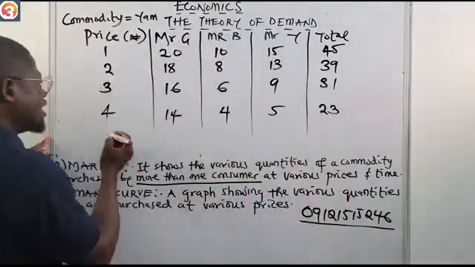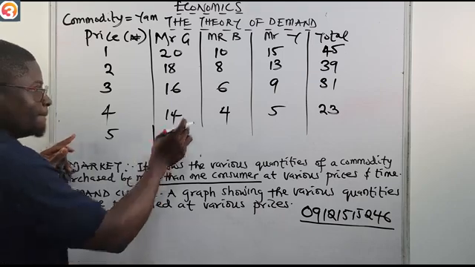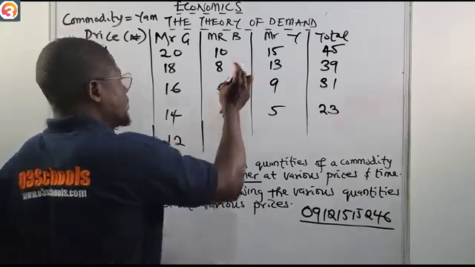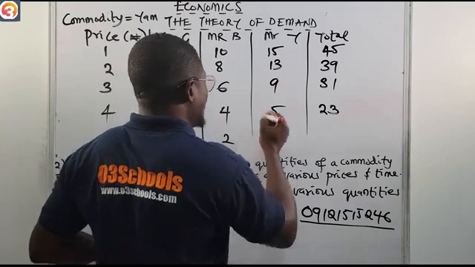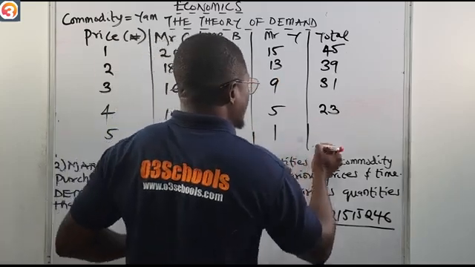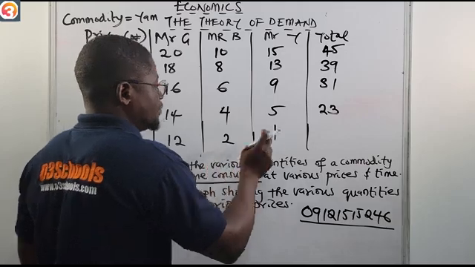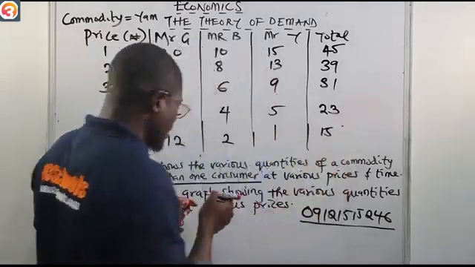All right, when the price of yam went to 5 naira, Baba was able to afford 12 yams. Baba was able to afford what? 2. Baba was able to afford what? 1. Okay, total, 12 plus 2 is what? Is 14 plus 1 is what? Is 15, okay?